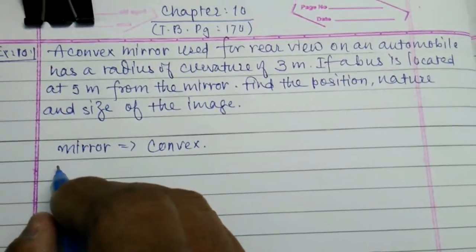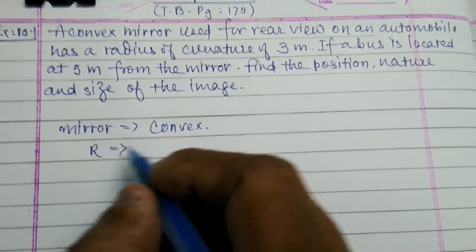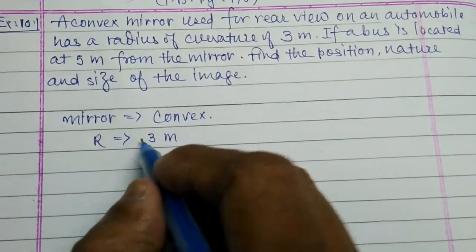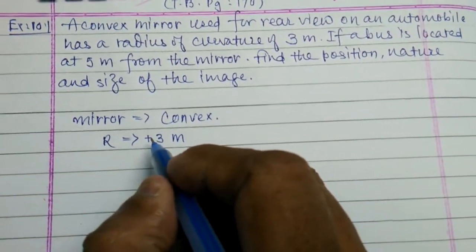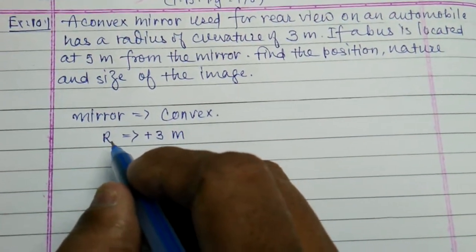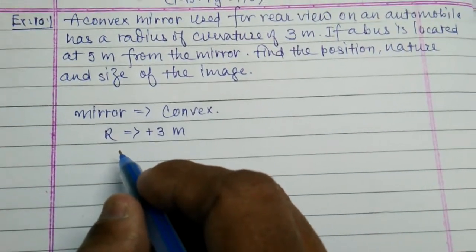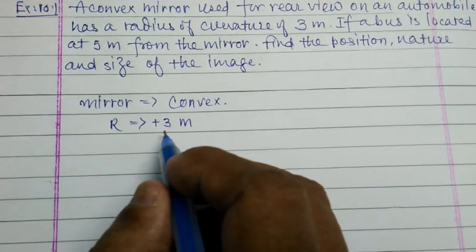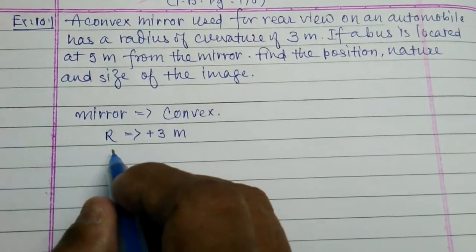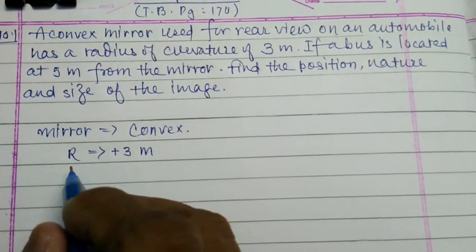Now radius of curvature. Radius of curvature means R. R is equal to 3 meter. For a convex mirror, radius of curvature is positive because the center of curvature is on the right side of the mirror and it is virtual, so it is a positive distance, right hand side distance from the mirror according to the new Cartesian sign convention we have discussed last lecture.